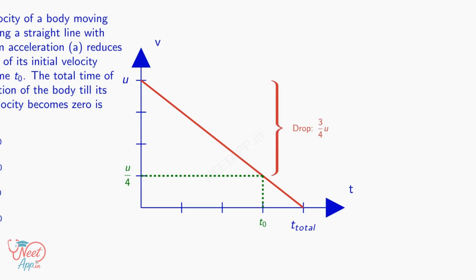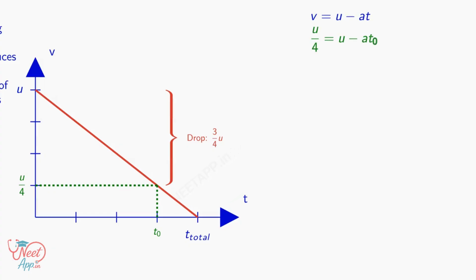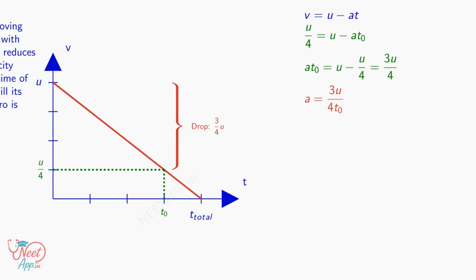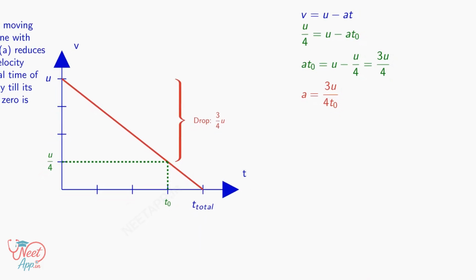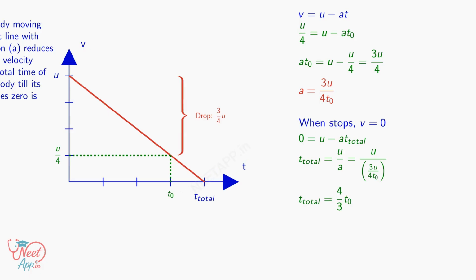Now let's set up the standard kinematic equation. V equals u minus at. Plugging in our values, the final velocity is u over 4, which equals u minus a times t0. Solving for acceleration gives us 3u over 4t0. To find the total time to stop, we set the final velocity to 0. 0 equals u minus acceleration times total time. Substituting our acceleration, we find the total time is 4/3 of t0.